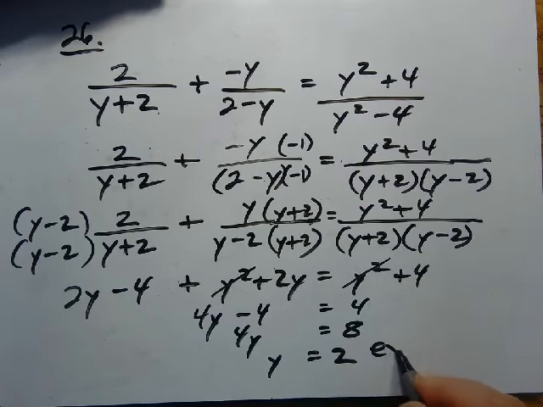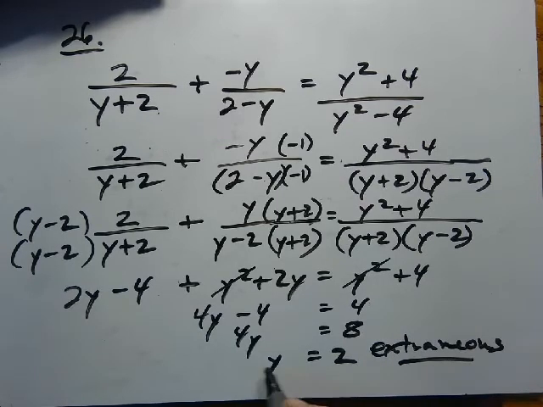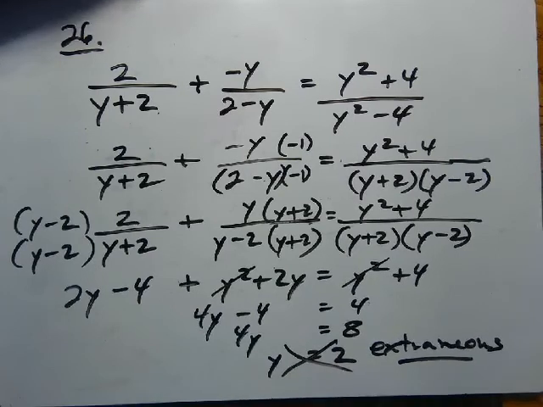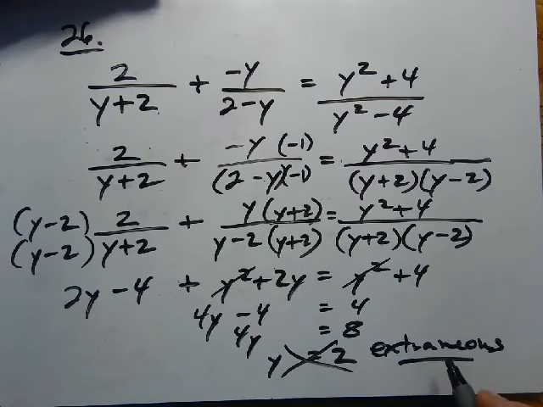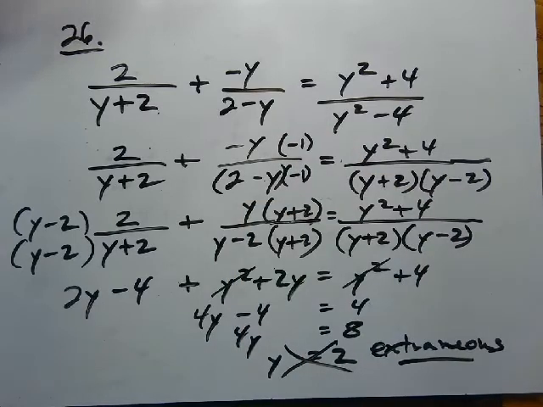This is an extraneous solution. We get it for an answer, but it's not allowed. So this is an answer you wouldn't put down unless they asked you for the extraneous answers. So we got one answer here, but it didn't work. And this particular problem happens every once in a while. You find that an answer will not work in the original problem.